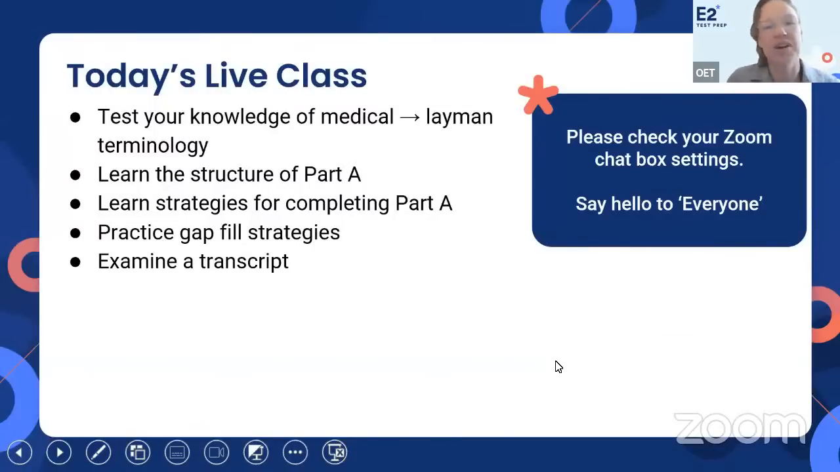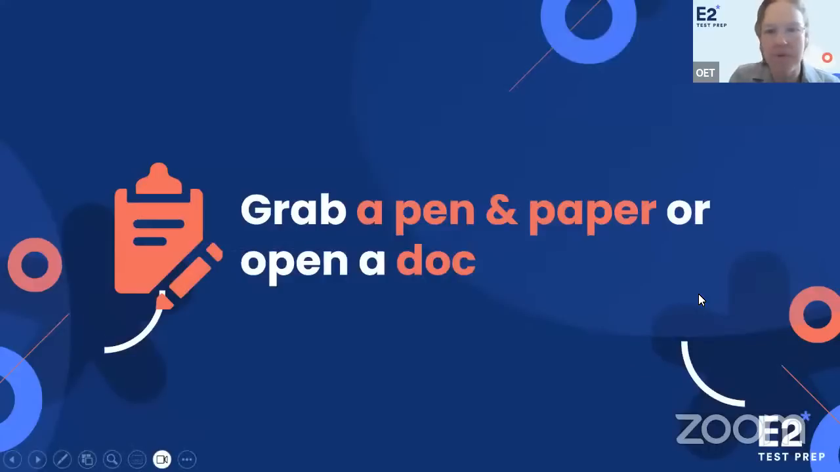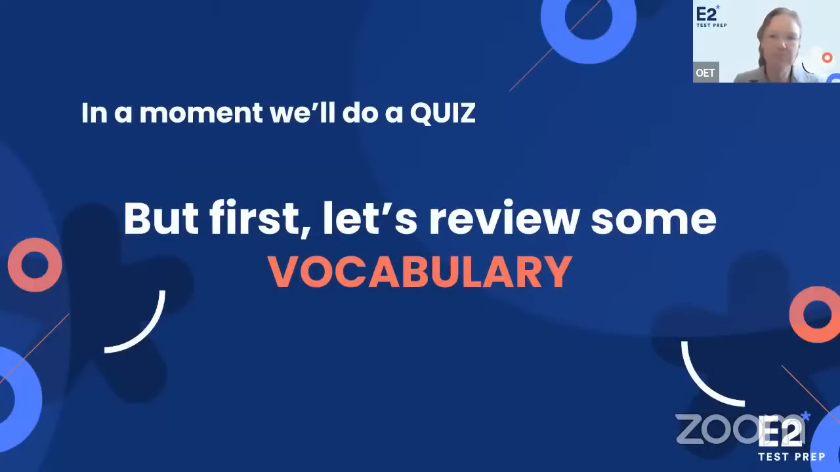In today's live class, we're going to test your knowledge of medical and layman terminology. We'll learn the structure of part A, so you know what to do in the exam. We'll learn some strategies for completing part A and practice some gap fill strategies. And finally, we're going to examine a transcript. Now, it will be a bit of a fast and furious pace because we've just got half an hour today. So if you would like to join, please grab a pen and paper or open a document.